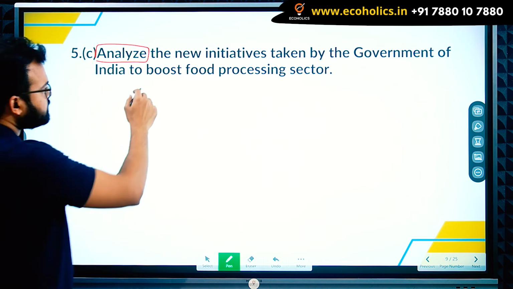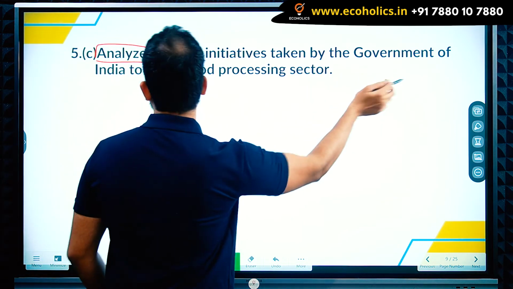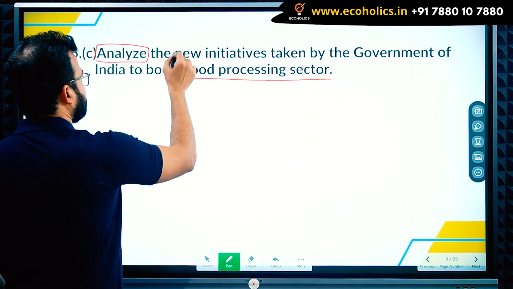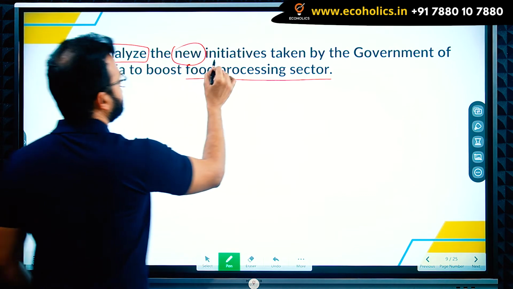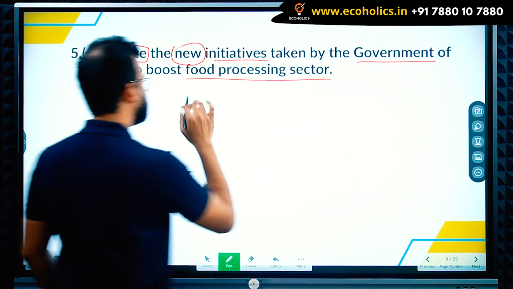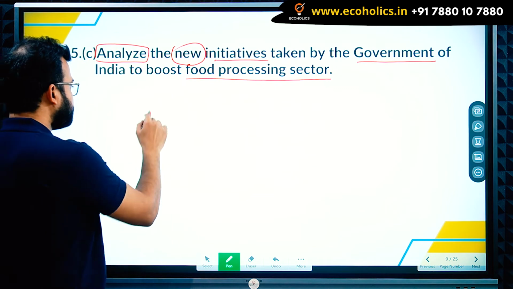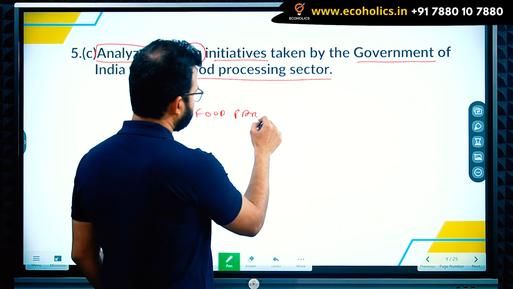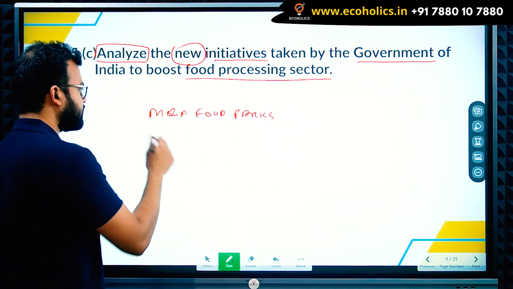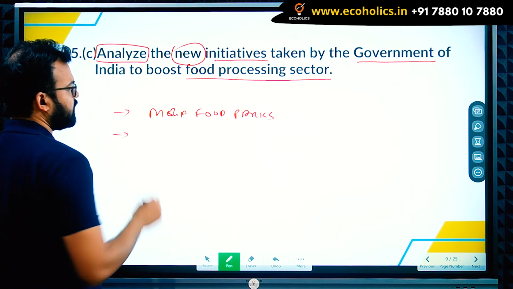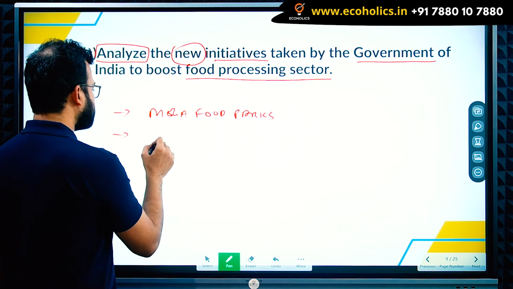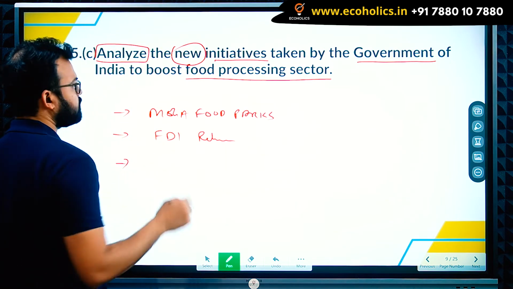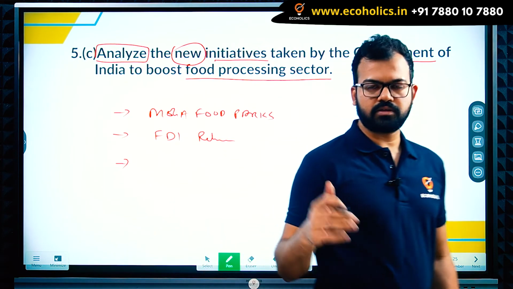Analyze the new initiatives taken by the government of India to boost the food processing sector. Now here, what do you have to write? New initiatives taken by the government to boost the food processing sector. You remember mega food parks, and we have a separate ministry as well, if you go back a little bit in, I can say, a decadal history. So mega food parks, FDI relaxation, then the national mission on food processing. So these are the other things.